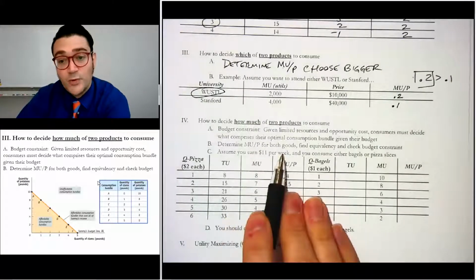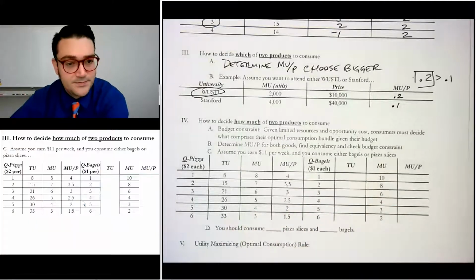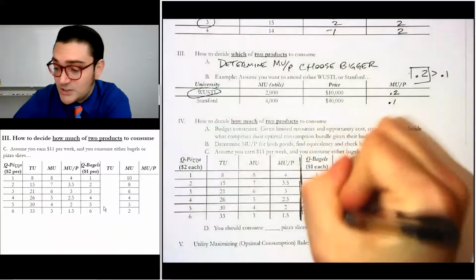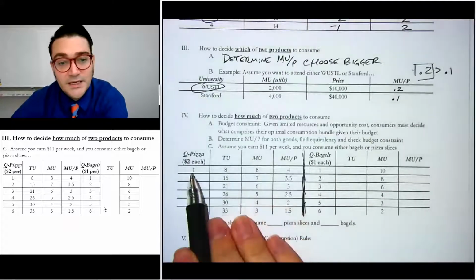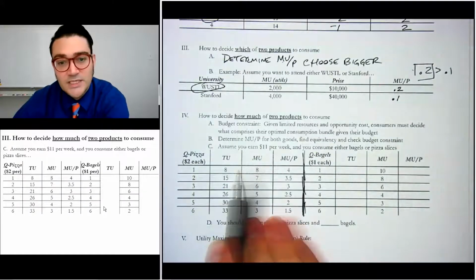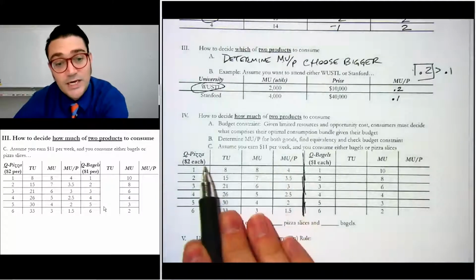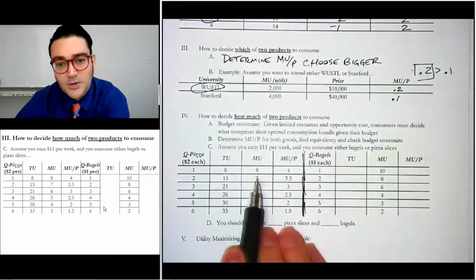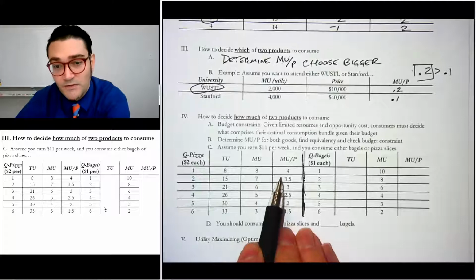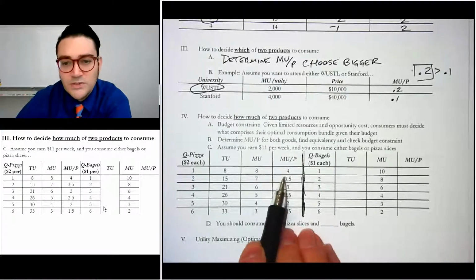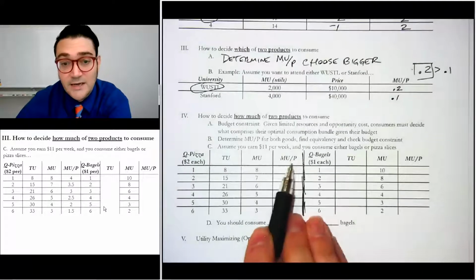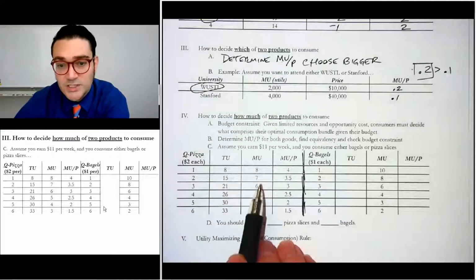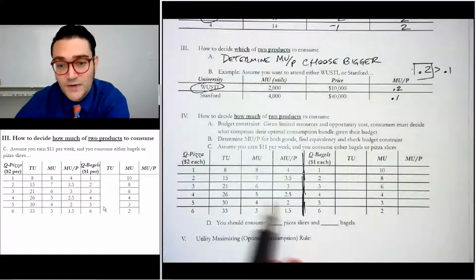Assume you earn $11 per week and you consume either bagels or pizza slices. I've already done some of these for you. I've actually done the pizza side for you, where you can see the first slice of pizza, you get 8 total utility, 8 marginal utility. The pizza is $2, so 8 marginal utility divided by 2 is 4. If we look here, the next marginal utility is 7 divided by 2 is 3.5. Students sometimes will somehow do something different when they're dividing. In these, you're just dividing by the additional cost of that unit. That would be $2. So each time it's just 6 divided by 2, 5 divided by 2, 4 divided by 2, 3 divided by 2.